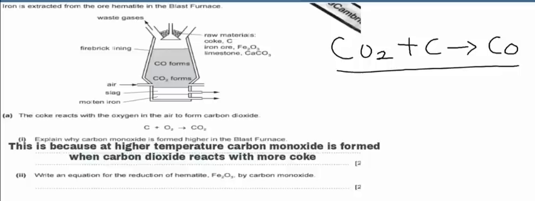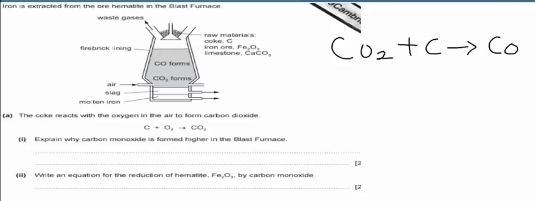So that one is the answer. In Roman numeral number 2, write an equation for the reduction of haematite, which is the iron 3 oxide, by carbon monoxide. So we have iron 3 oxide, which is Fe2O3, being reacted with carbon monoxide. So carbon monoxide here just acts as a reducing agent. Then carbon, which is the pure carbon, or we can call it coke, acts as a catalyst. That is one thing that you need to know.